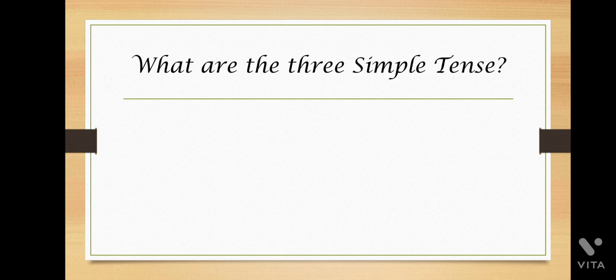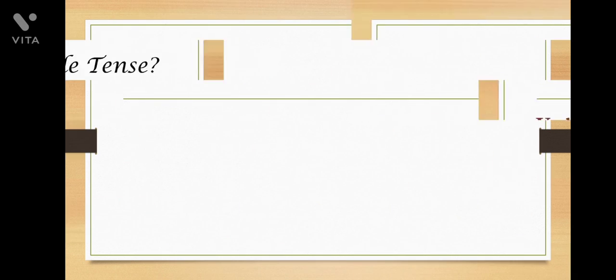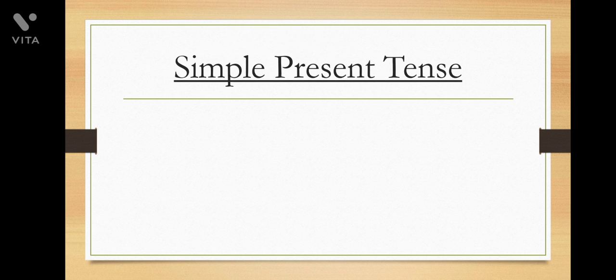So what are the three simple tenses? Verbs have three simple tenses. Number one is the simple present tense. Second is the simple past tense. And the third is the simple future tense. So let's first see the simple present tense.